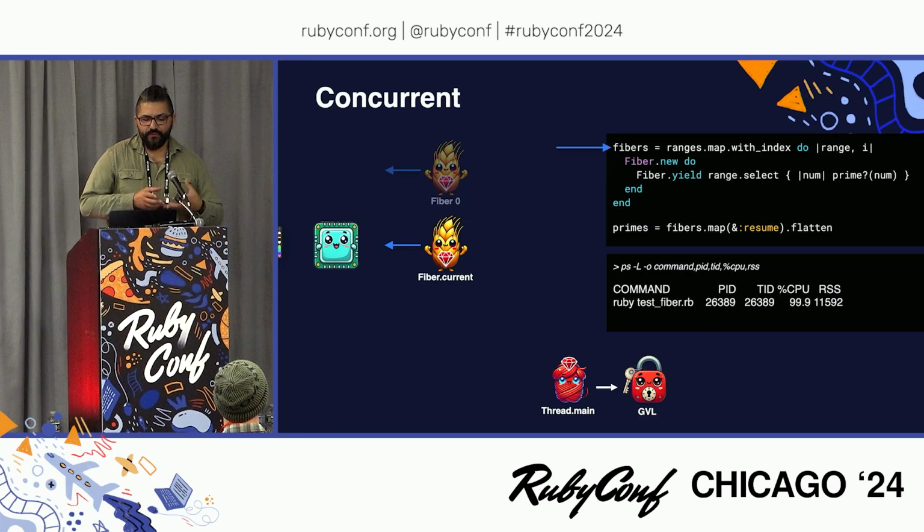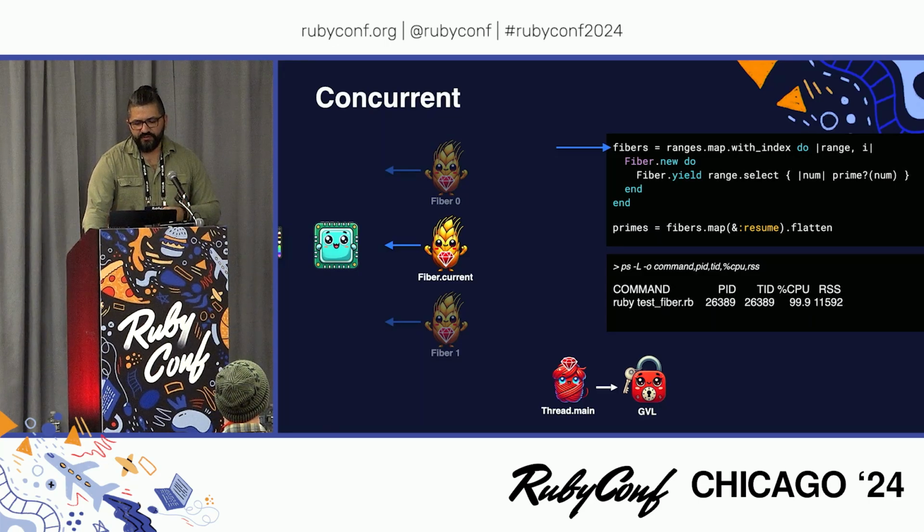So in this case, we're going to do the same example again. But what we'll notice here is that, unlike threads, which need to have the GVL to be able to run code, I've got that little thread.main with the GVL acquired already at the bottom. That's because fibers basically run inside of a thread. So they don't acquire the GVL, but they still can't run in parallel.